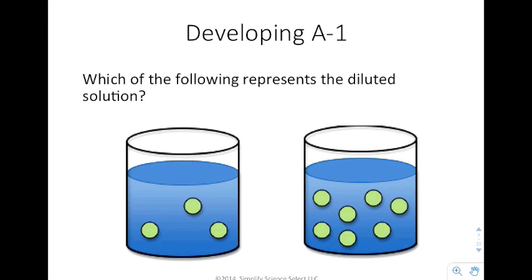So this says, which one of these represents the diluted solution. Now remember, diluted is the opposite of concentrated. So this one is the most concentrated, which means this one is the most dilute.